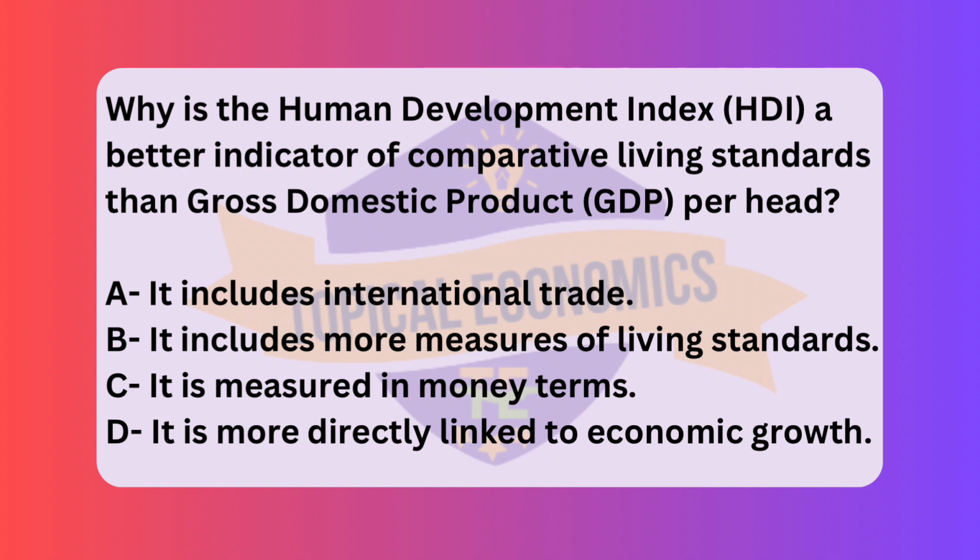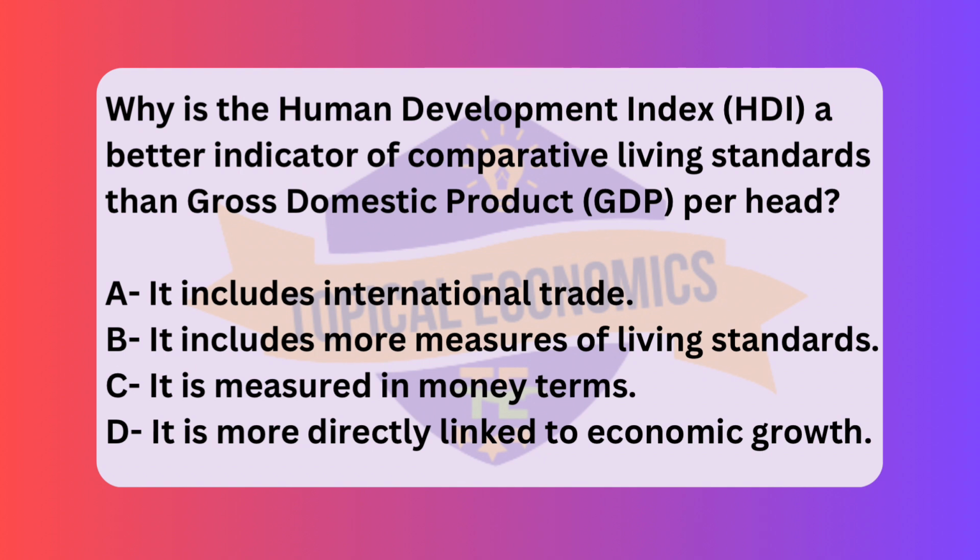Analyzing the other options. Option A. It includes international trade, is incorrect. The HDI does not include international trade directly. While trade may affect economic growth and wealth, HDI focuses on health, education, and income within the country, not trade or external economic factors. Next, option C. It is measured in money terms, is incorrect. While GDP per head is expressed in monetary terms, the HDI is not solely measured in money. The HDI uses a combination of indices, e.g., life expectancy, education, that are not directly tied to monetary values, making it more comprehensive and multidimensional.